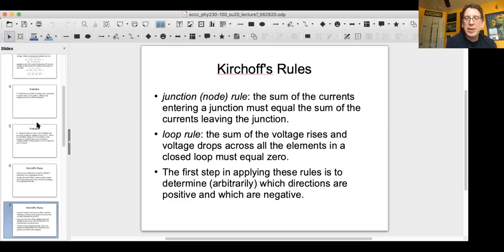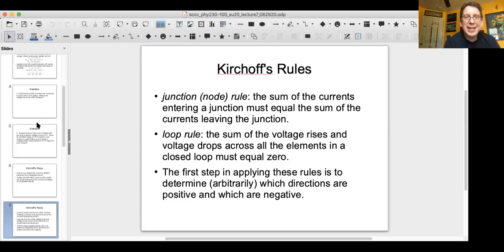The loop rule is a bit more challenging because you need to keep sign conventions in mind. The loop rule says that the sum of the voltage rises and voltage drops across the elements in a closed loop must equal 0. So what does that mean? Well, we're going to stick to 2 different things you can have in a circuit, a power source and a resistor.